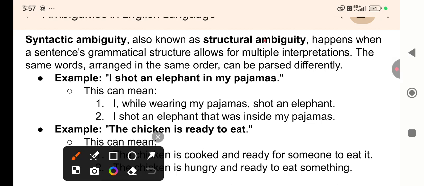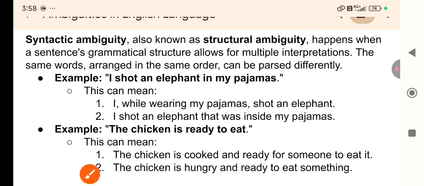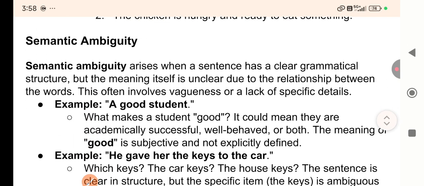The sentence structure is even proper, but sometimes it should be more clear, right? So this type of sentence, because of grammar, when the sentence is not framed properly, then such problems occur, or there are chances of a number of interpretations.